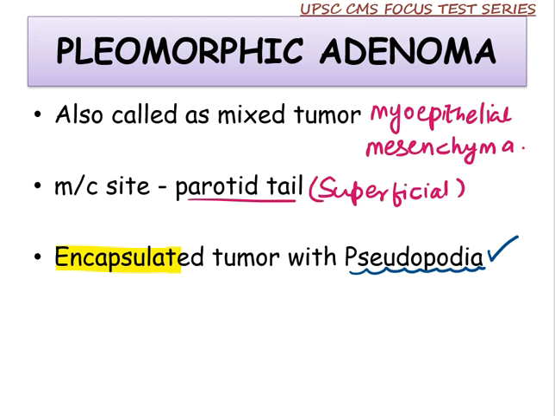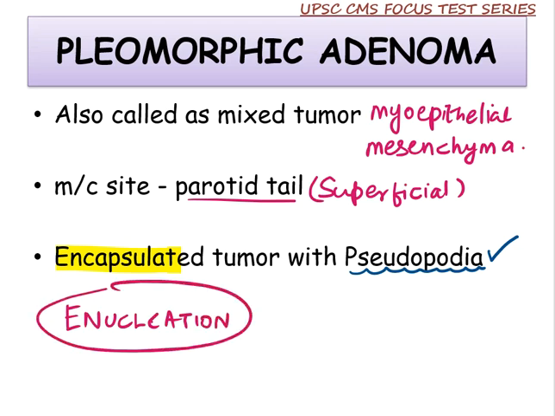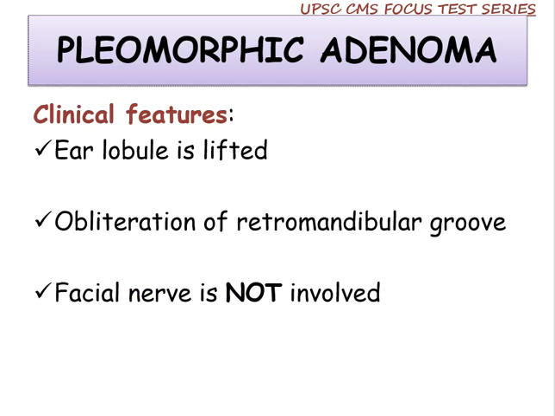So please remember, enucleation should be avoided in case of pleomorphic adenoma. The reason being, it has got pseudopod. That is the reason why enucleation should never be done in case of pleomorphic adenomas. Right. So what are the usual clinical features?